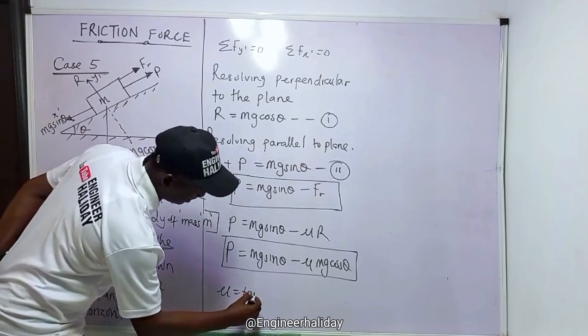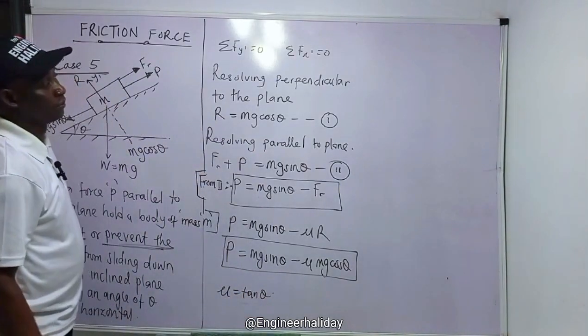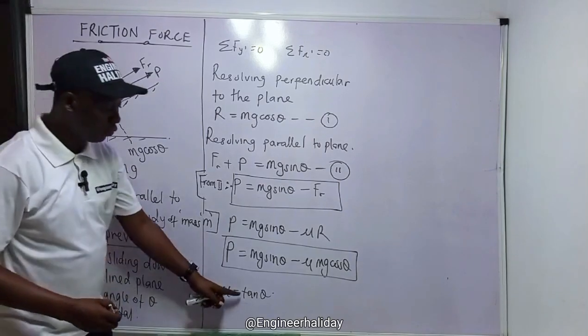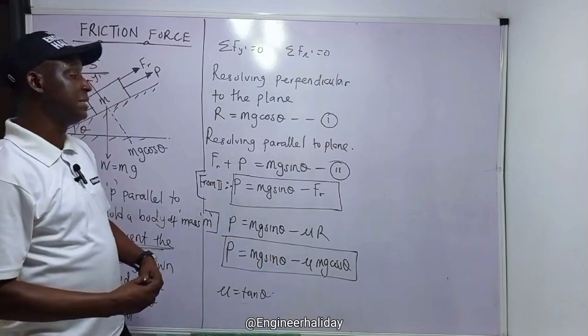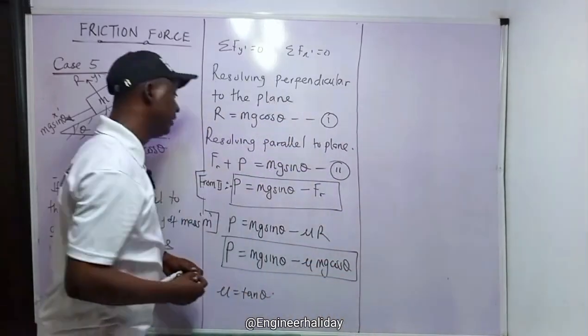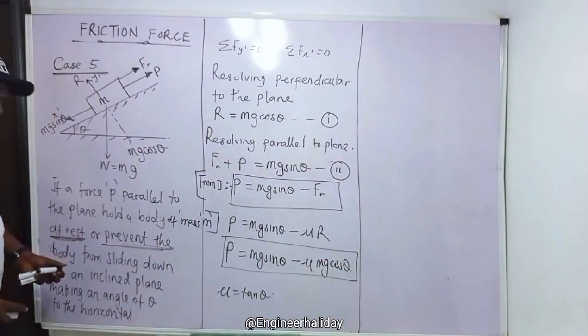Now, in a worst case scenario where you are not given mu, you can use mu as tan theta. Please don't forget. If you are not given mu, just use your mu as tan theta and place it in that formula.